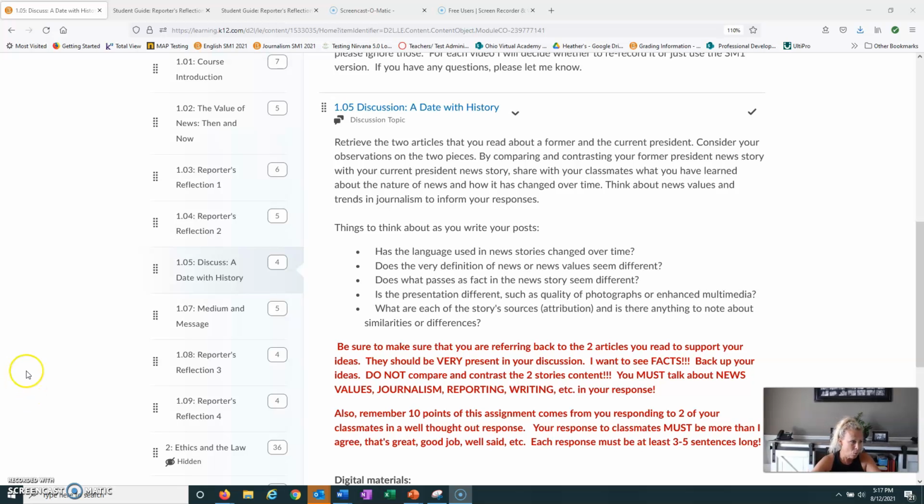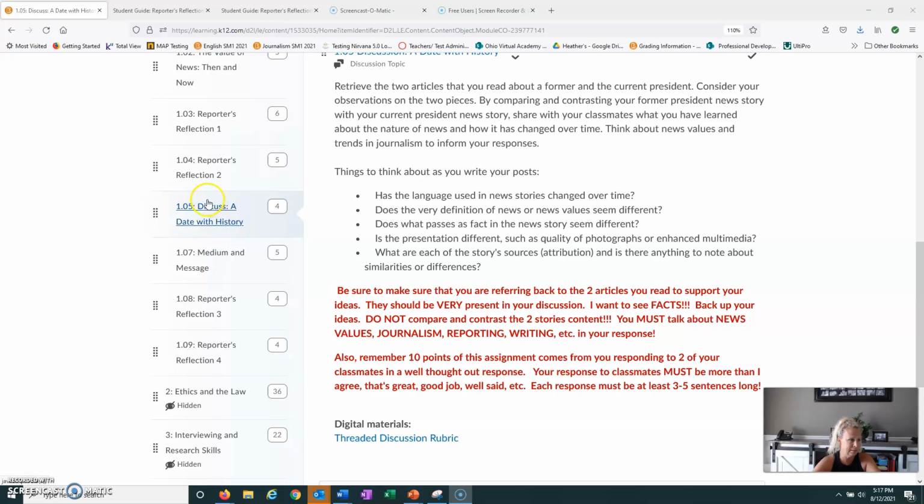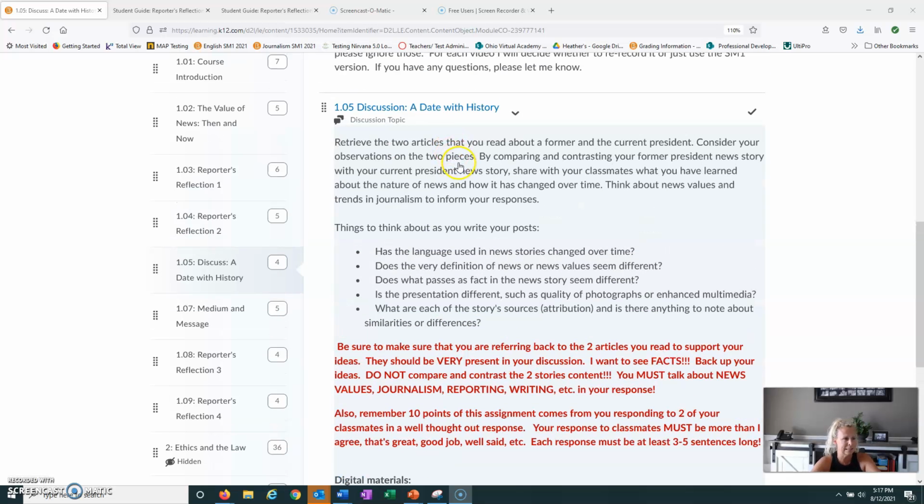So 1.05, here in the content. What you are going to do is you are going to have two articles. You are going to retrieve an article about a former and a current president. What that means, obviously, is you're going to have the current president, and it can be any former president that you want, right? It can be absolutely anyone. So you're going to have a former president and a current president.